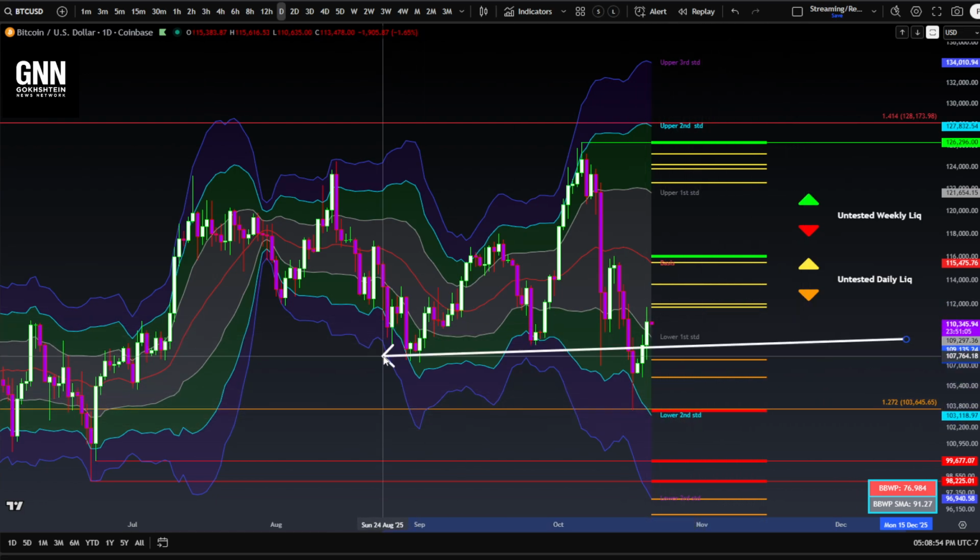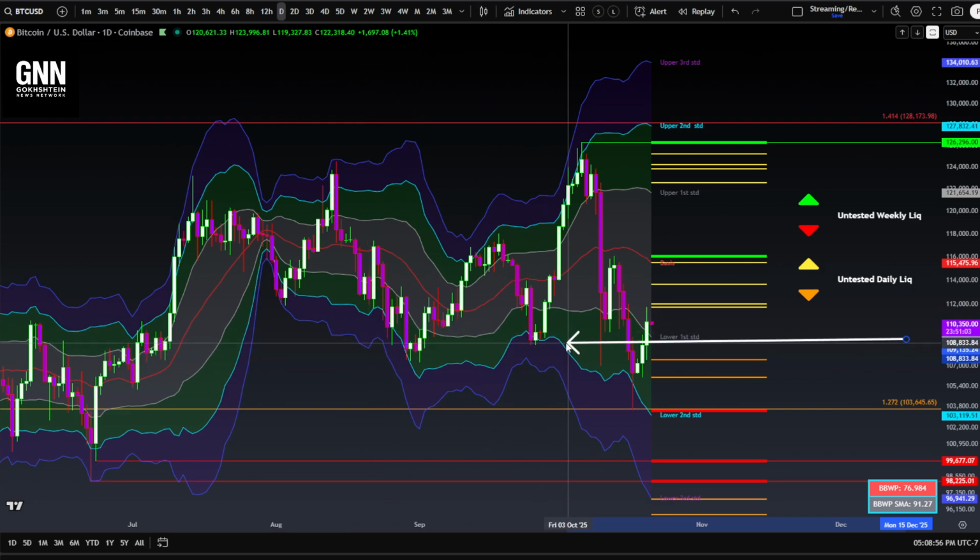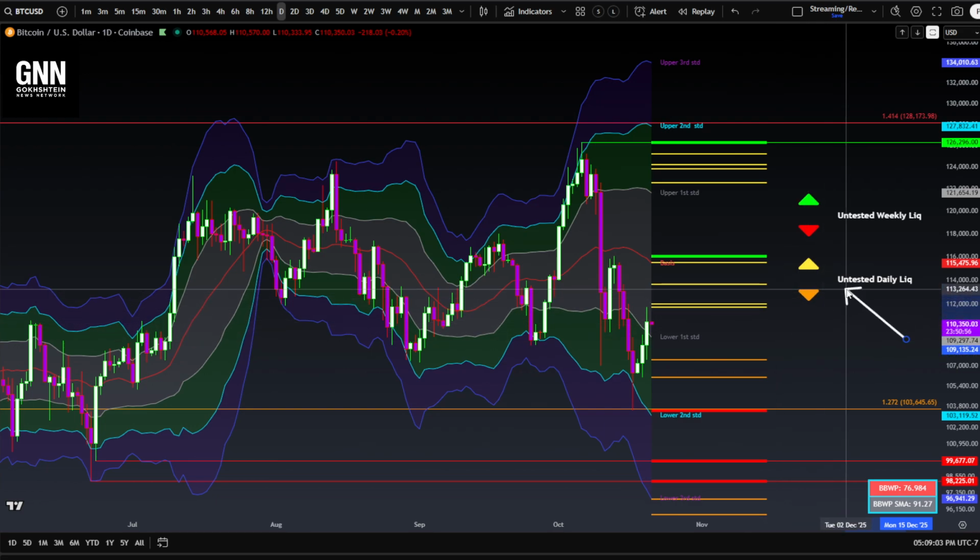Price did close back inside of the daily and weekly structure up here, which is a positive thing for the bulls. We need to see structure change in the daily, but let's get to these liquidity levels on the daily. We have yellow overhead liquidity that has been untested, or swings on the daily. And then the orange here is the lows, or the liquidity on the lows, that has yet to be tested, of course.